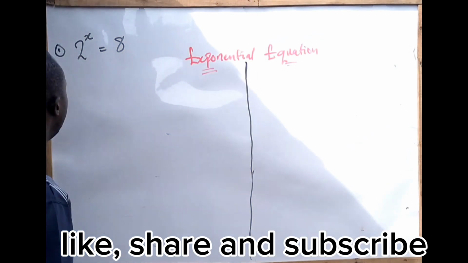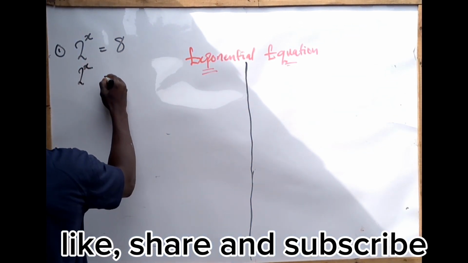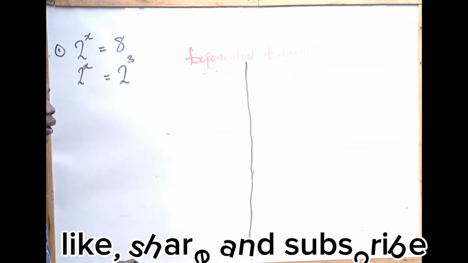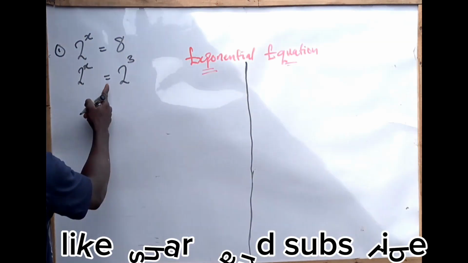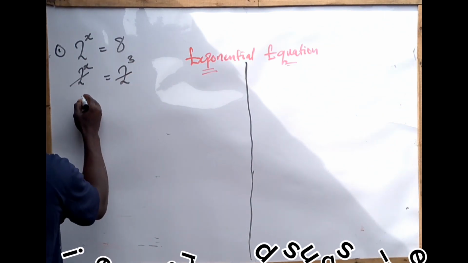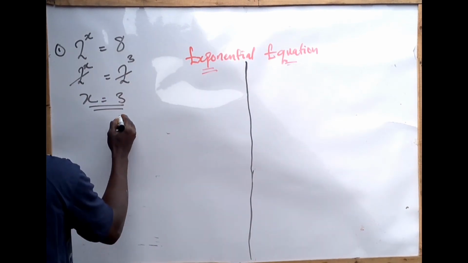So what we do here is say 2 raised to power x equals 2 raised to power 3. Since the bases are the same, we cancel out. Our x equals 3.